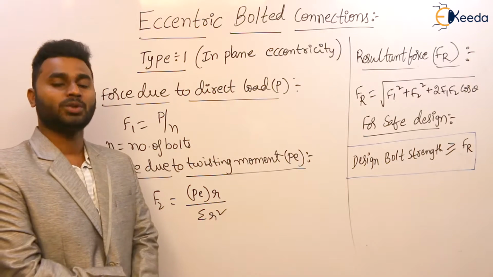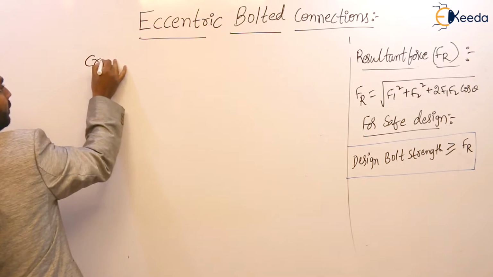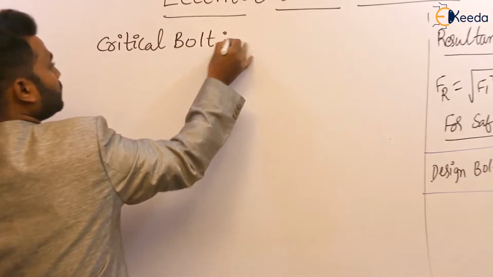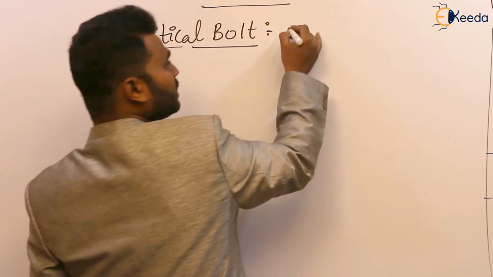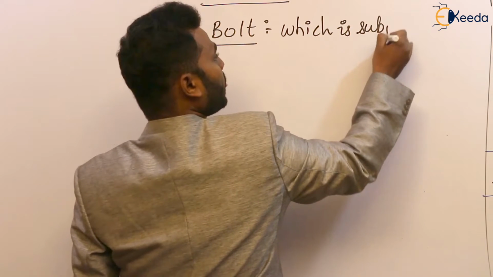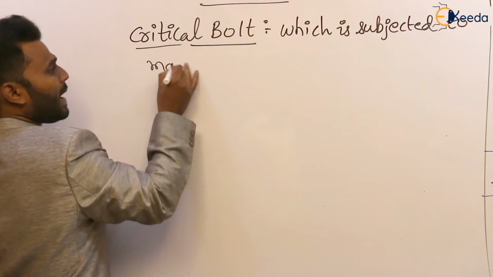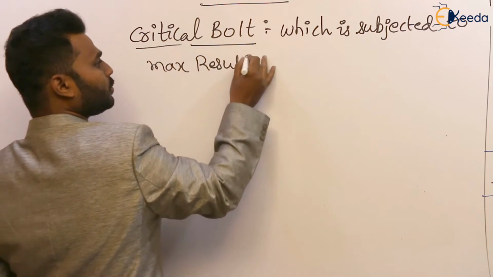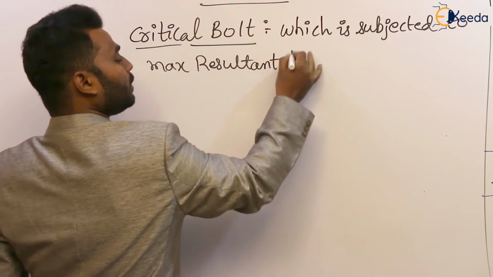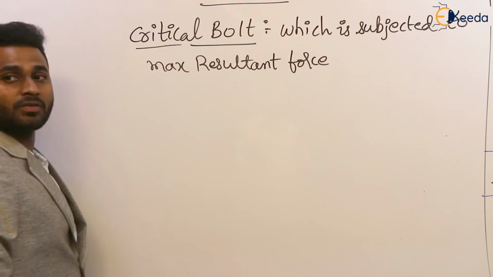So in the numericals, this will be very useful for us. So, critical bolt: the bolt which is subjected to maximum resultant force is known as the critical bolt.